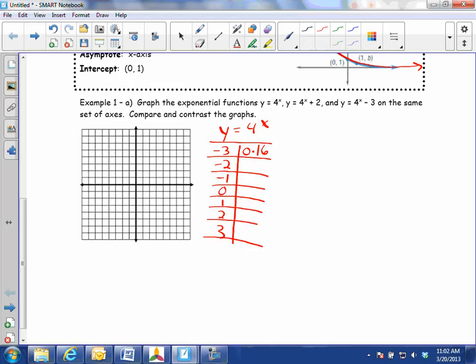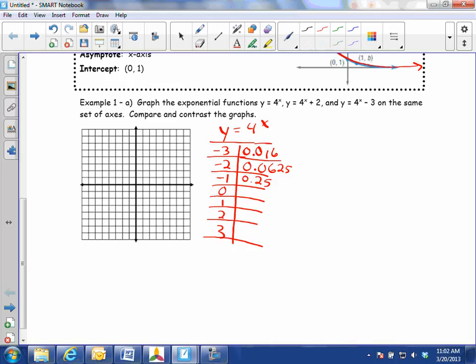Okay, now let's go forward to the -2. It's 0.0625. Put -1 in there, yes, 0.25.